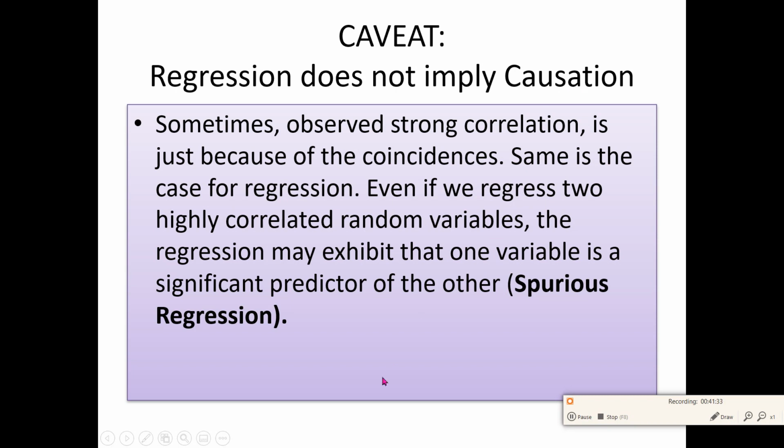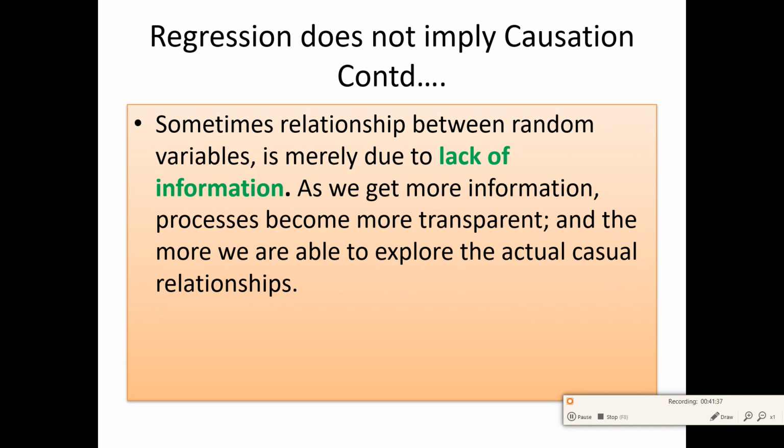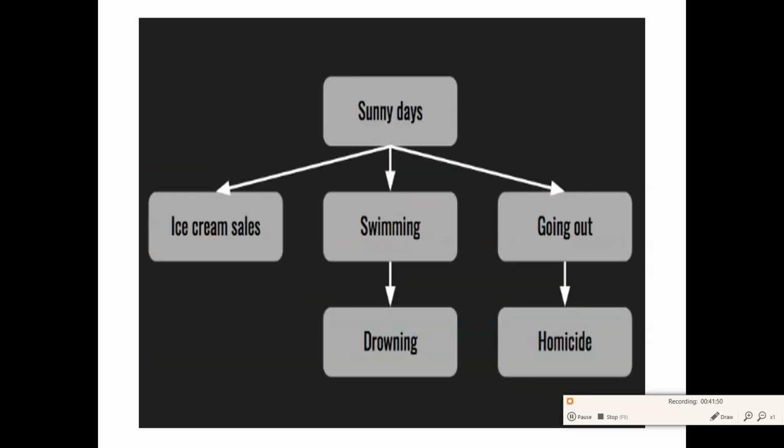Let me explain with the help of an example. Sometimes whatever relationship seems strong is due to lack of information. For example, let's say there is a significant relationship between ice cream sales and homicide. If you have data only on ice cream sales and homicide, and you don't have data on the rest of the parts given in this diagram, or at least you don't have the conceptual clarity on how they are correlated, your data says there is a strong positive correlation between ice cream sales and homicide.